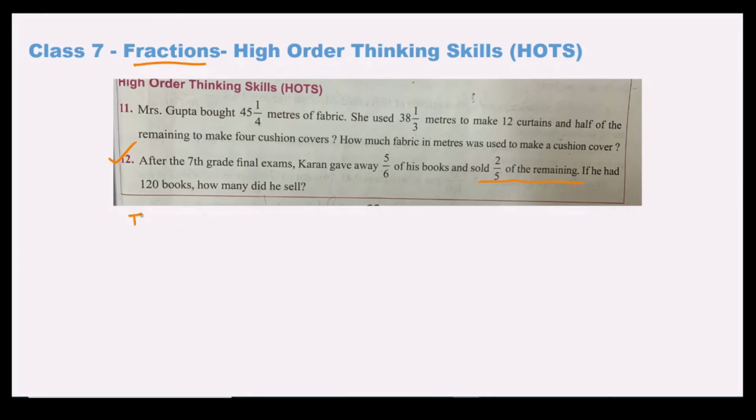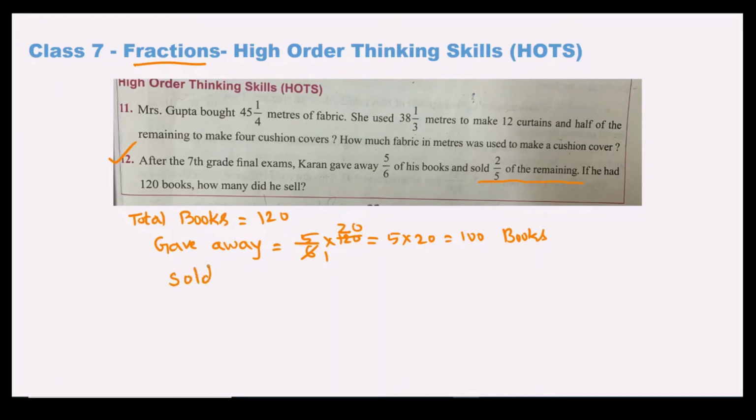So here total books Karan had are 120, and now how many did he give away? He gave away how many books? 5 by 6 of the total books. That is nothing but 6 1s are 6, 6 2s are 12 and 0. 5 into 20, that is equal to 100 books. Now 2/5 of the remaining books he sold. So how many books he sold? 2 by 5 of the remaining books.